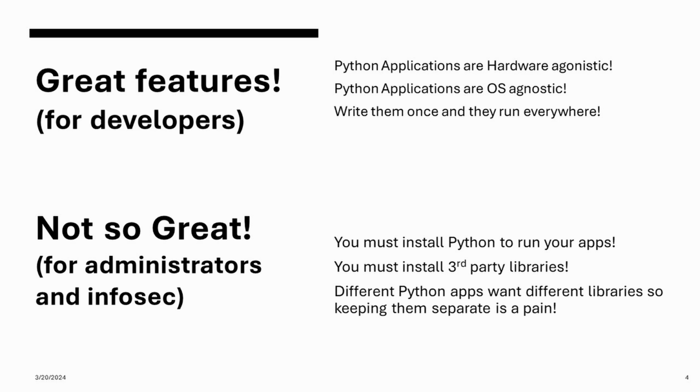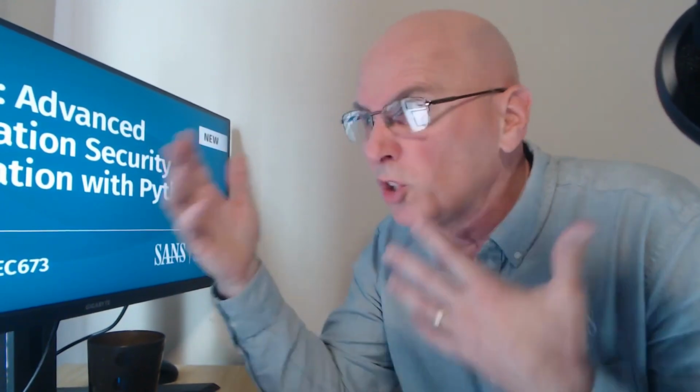If you're going to run a Python program, you have to have the Python interpreter installed on your systems in most cases. We'll talk about some options today, though, that can help you get around that. But that's not just the problem, right? It's not just the fact that you have to have Python installed. You have to have all of those third-party libraries installed.